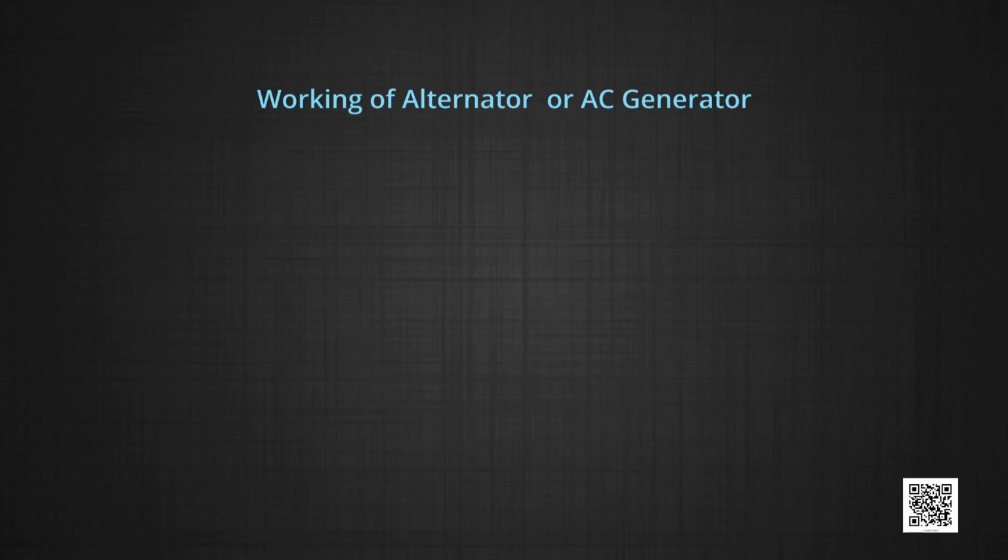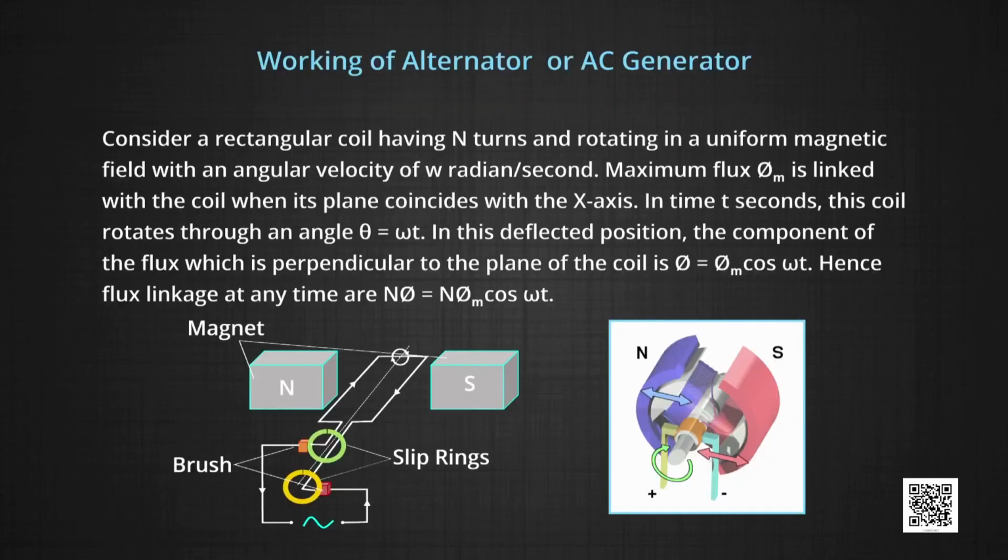Now, the working of the alternator or AC generator. As we saw in the previous diagram, consider a rectangular coil having n number of turns and rotating in a uniform magnetic field with an angular velocity of omega radian per second. The maximum flux phi m is linked with the coil when its plane coincides with the x axis. In time t seconds, the coil rotates through an angle theta, where theta is equal to omega t.